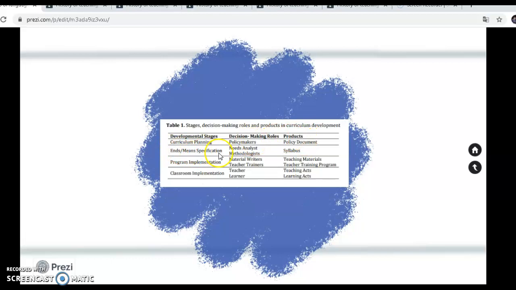Ends means specification, needs analysis, methodologies, product, the syllabus, program implementation, as a decision-making role, the material writers and the teacher trainers. The product would be the teaching materials and teacher training program, and the classroom implementation as a decision-making role: teacher, learner, and the products, teaching acts and learning acts.